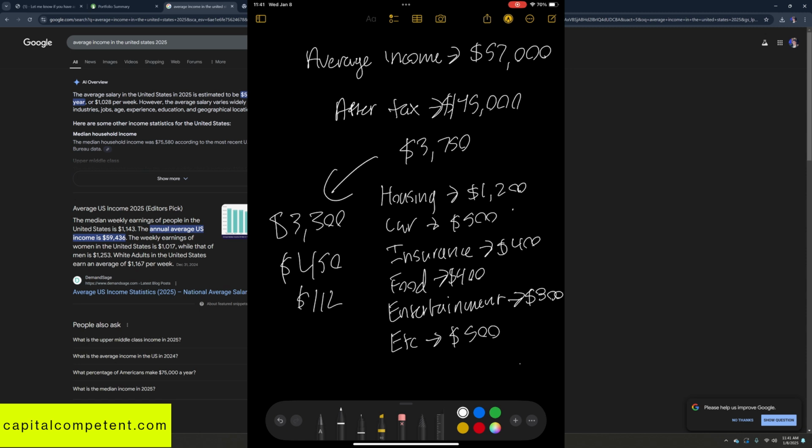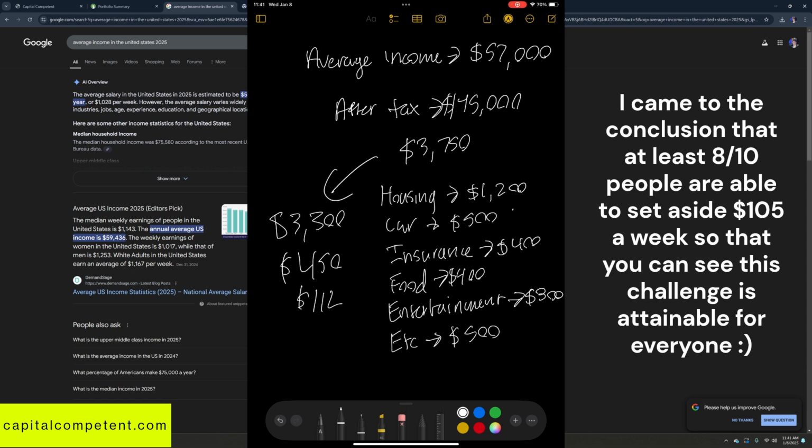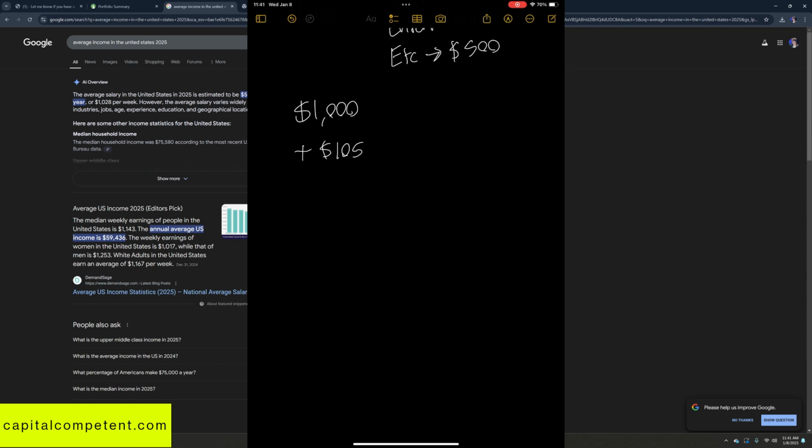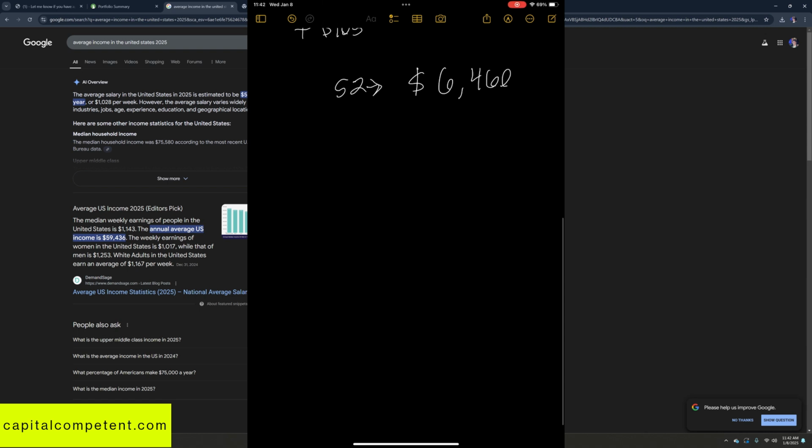This challenge, what we are going to do is start with 1,000, and then every week we're going to add $105. You cannot 10x your money without working, discipline, and adding money each week. You're going to add 105. At the end of the year, just saving alone, after 52 weeks, we should have 6,460. Now, that's easy. How are we going to get this to 10K?